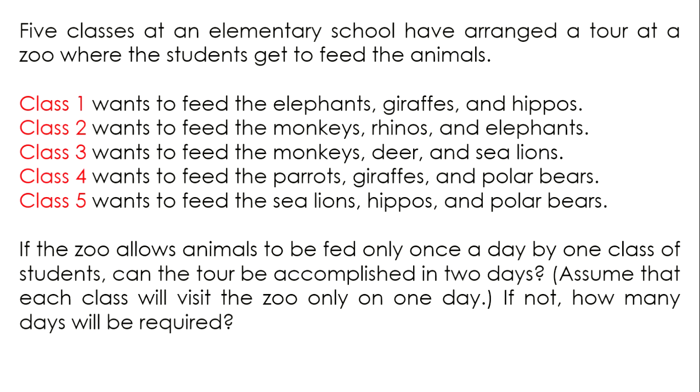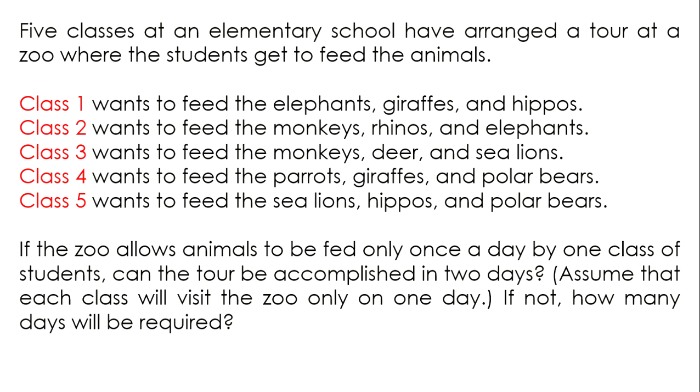For instance, we have here 5 classes at an elementary school that have arranged a tour at a zoo where students get to feed the animals. We have these 5 classes, and we need to schedule them so that they feed the animals only once a day. If the zoo allows animals to be fed only once a day by one class of students, can the tour be accomplished in 2 days? Assume that each class will visit the zoo only on one day. If not, how many days will be required?